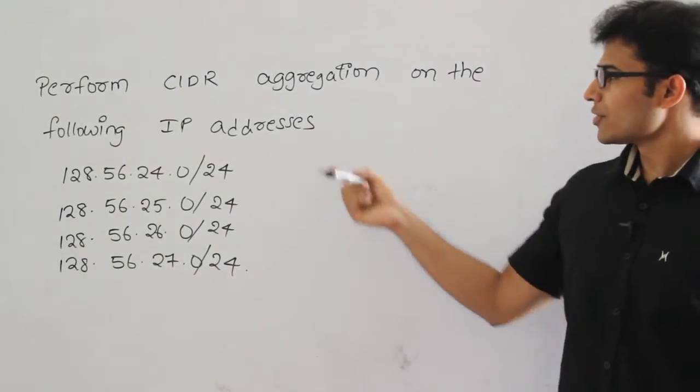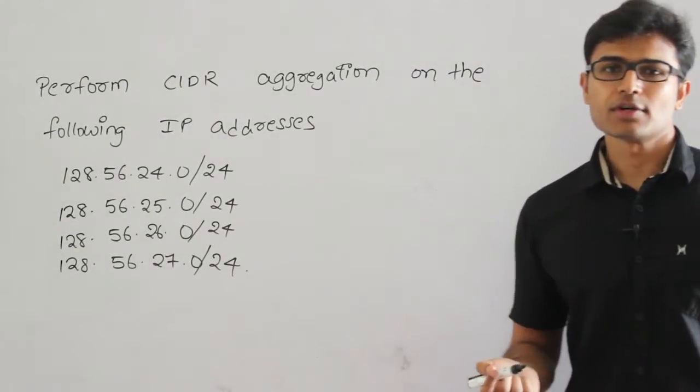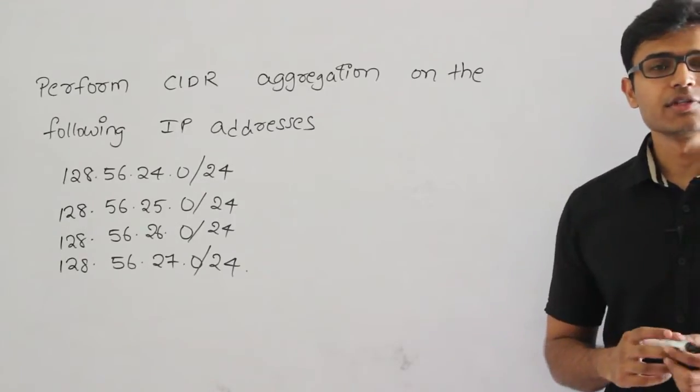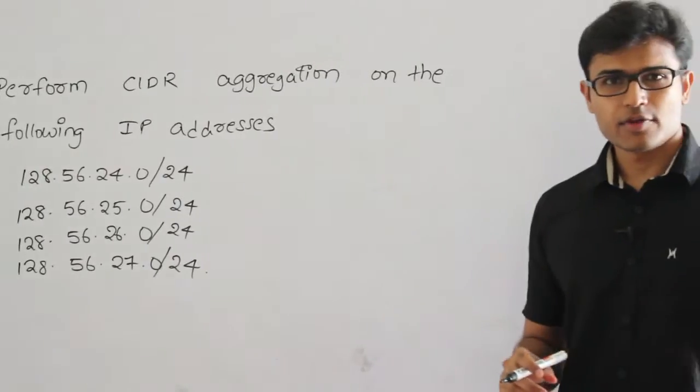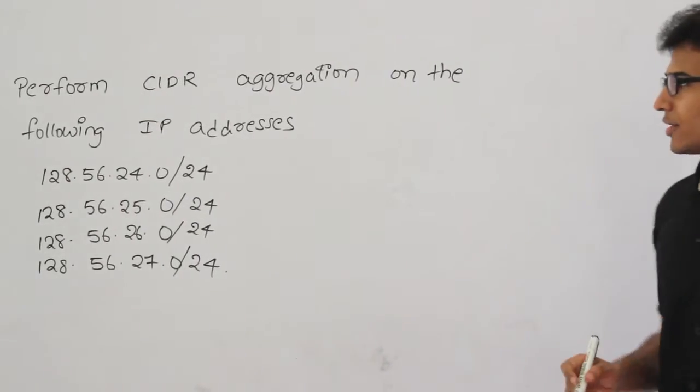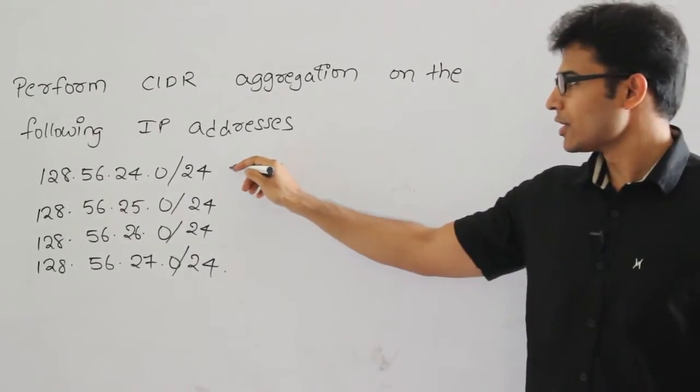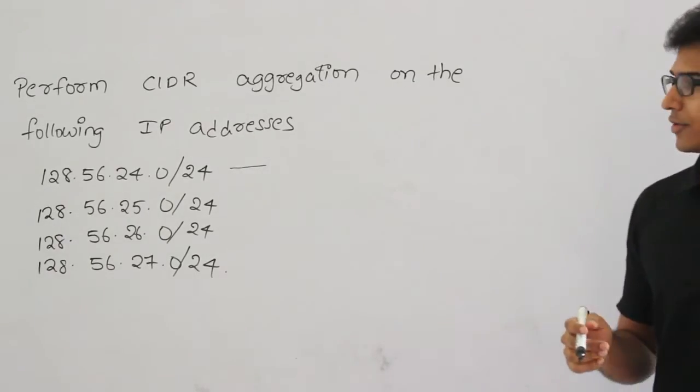So they are asking us to perform CIDR aggregation on these 4 classes. If you remember the rules that we have seen in CIDR aggregation, the first rule is all of them have to be contiguous. Let's see what is the range of each network. All of them put together, they should be contiguous.